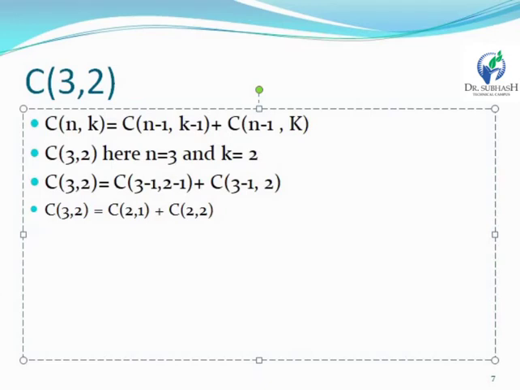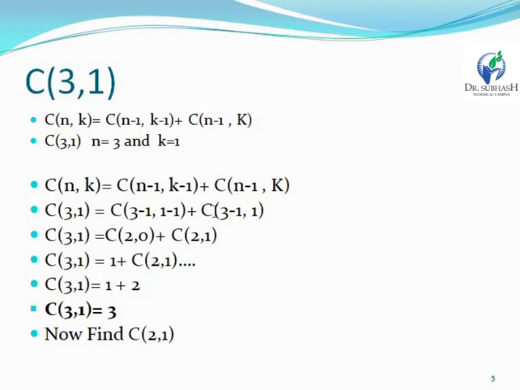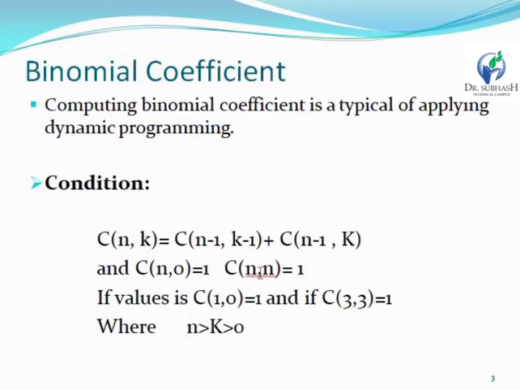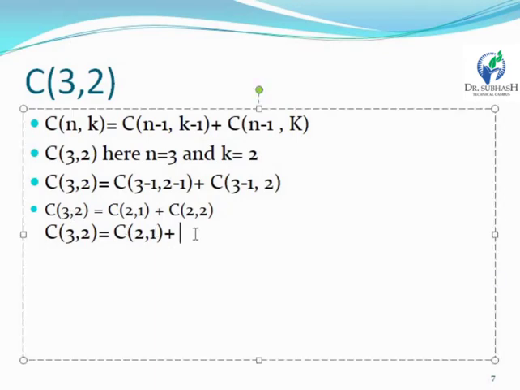Now you can put C of 3, 2 for the value: C of 2, 1 plus C of 2, 2. What is C of 2, 2? The condition is C of n, n equal to 1. It means 1, 1, 2, 2, all the values are 1. So you can just put 1 here.